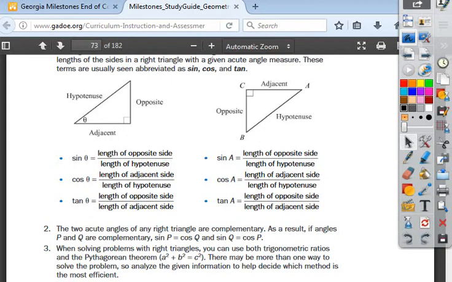Why is this one called adjacent to theta? Because it's close to it. Why is this one opposite from theta? It's across from it. And then that one is always hypotenuse because it's across from the right angle.